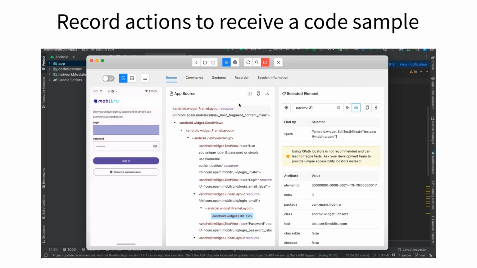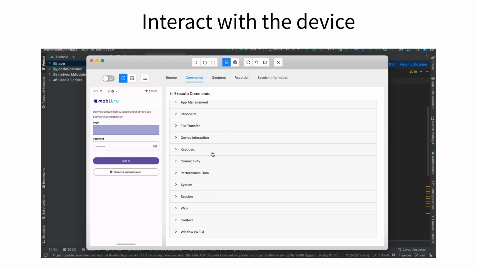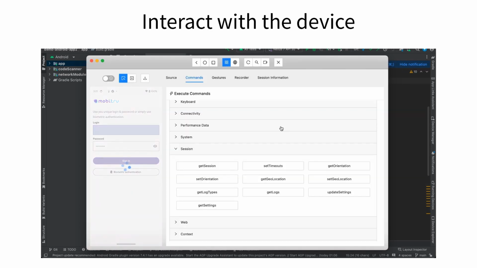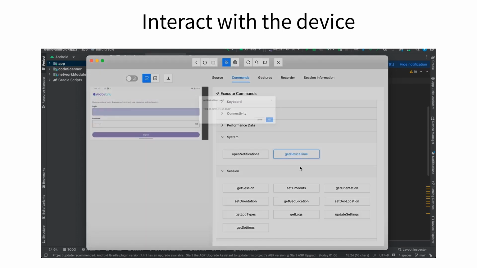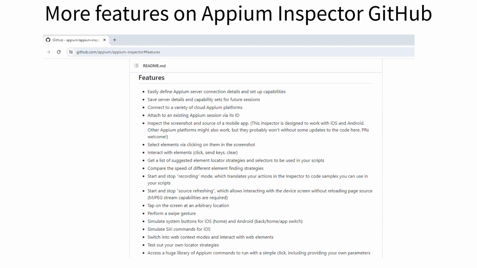Also, you can record all your actions and then receive a code sample for them. The code sample generation is supported for different programming languages. At the same time, it's possible to interact with the device. For example, you can change the orientation from portrait to landscape or get the device system time. The Appium Inspector has many other features which are described on the official GitHub page, and most of them apply to Mobitru and devices on our platform.